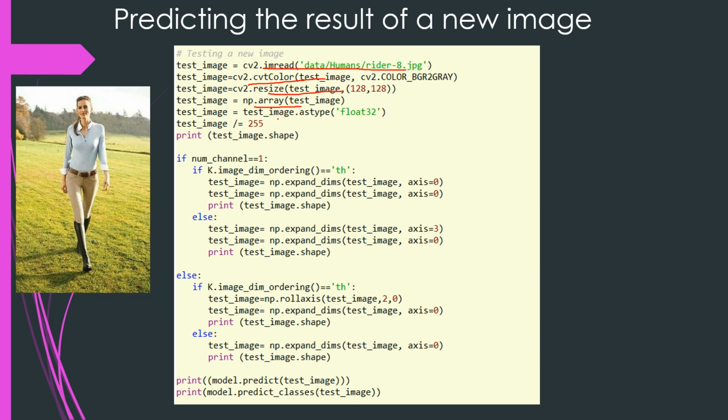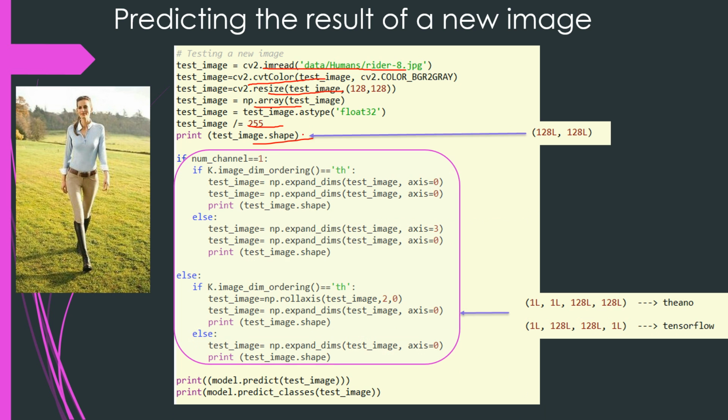So I'll convert into float32 and divide by 255. I can print the image test.shape, and it should be 128 by 128, obviously, because it's a single image and a single channel. Again, we have to expand it into a format like this for Theano: number of samples, number of channels, number of rows, number of columns, and if it is TensorFlow, then number of samples, rows, columns, and channels. This block of code will do that. It's a simple expand and roll axis, nothing big.